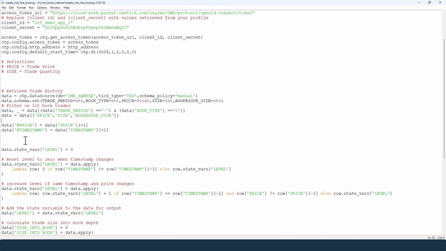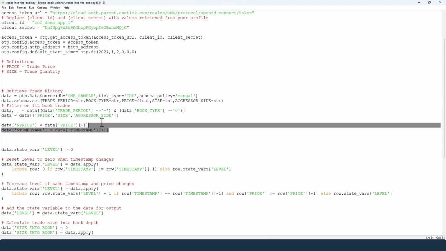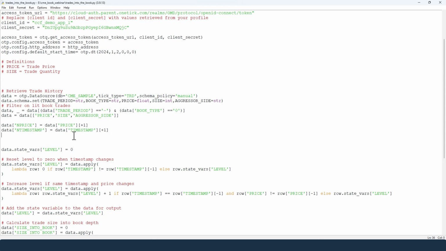Then I want to add 2 new fields, which are the next price for the next trade record, both the next price and the next timestamp. So I'm using this +1 syntax to refer to the next row in the result set. So I have my next price.